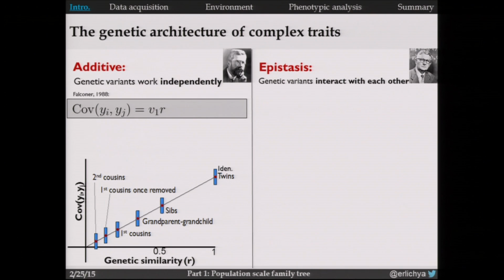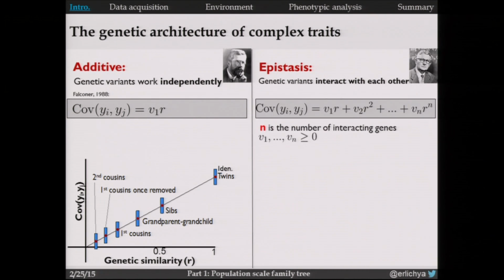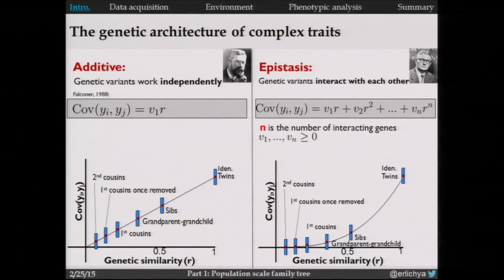If epistasis is the right model, instead of looking at this additive equation, we should see a polynomial. The degree of this polynomial, n, is the number of interacting genes. N equals 2, 2 genes interact together; n equals 3, 3 genes interact together, and so on. I want to stress that the coefficients of this polynomial are non-negative numbers because they represent a fraction of variance, and variance by mathematical definition is a non-negative number. So instead of a linear trend, we should see a convex trend. As we go to identical twins, we should see a more rapid increase in the correlation structure.